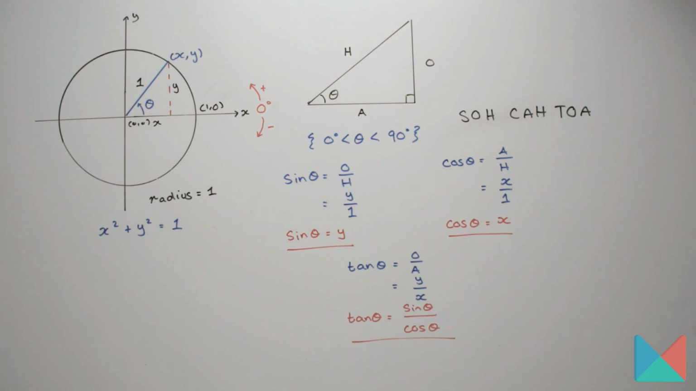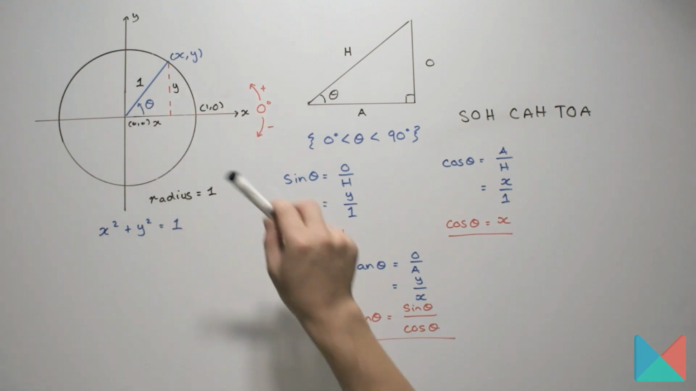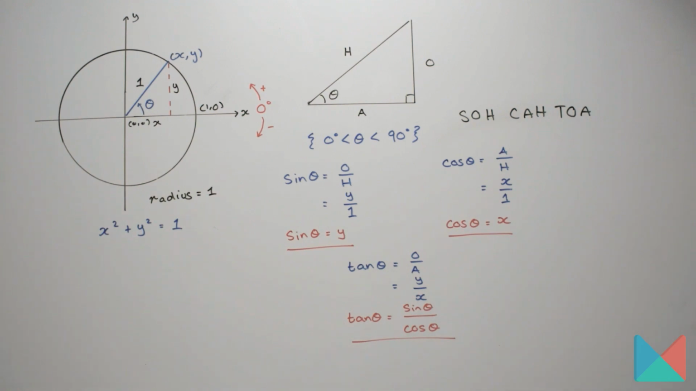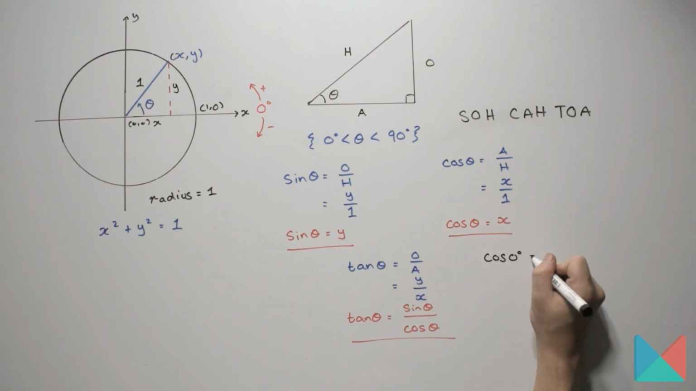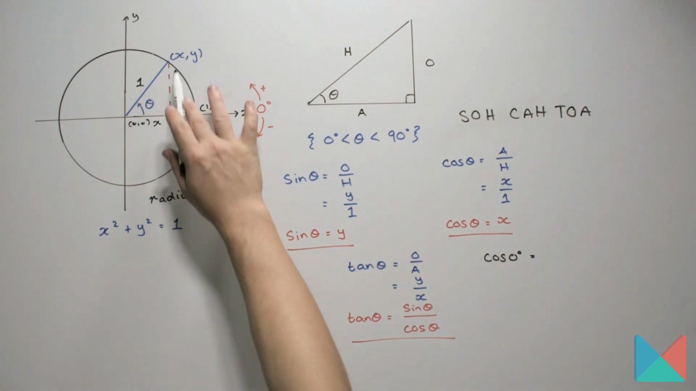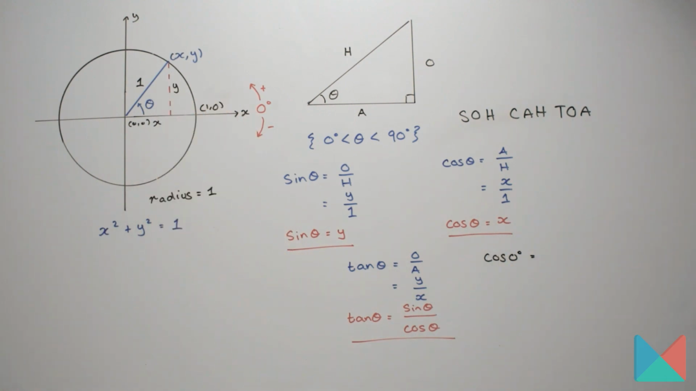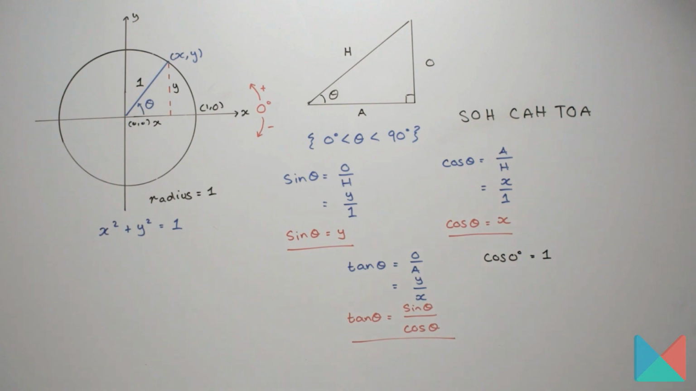And what if I asked you what angle this produces? Well, remember by our angle convention, 0 degrees starts on the positive x-axis, and that's where we are. So we're dealing with an angle of 0 degrees. So if I asked you what is cos of 0 degrees, well, remember cos is equal to our x coordinate on the circumference of the unit circle. Our x coordinate is just equal to 1. So that concludes that cos of 0 degrees is equal to 1.